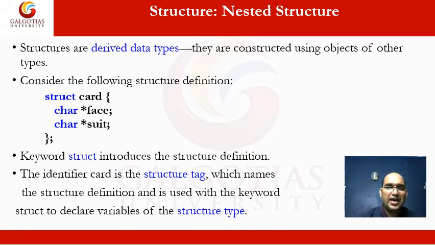So structures are derived data types. They are constructed using objects of another type. Consider the following structure definition: struct card, with char face and char suit, both of pointer type, which can be utilized as strings. Right? The keyword struct introduces the structure definition. The identifier card is the structure tag, which names the structure definition and is used with the keyword struct to declare variables of structure type. This we have covered in the last session also, in detail.